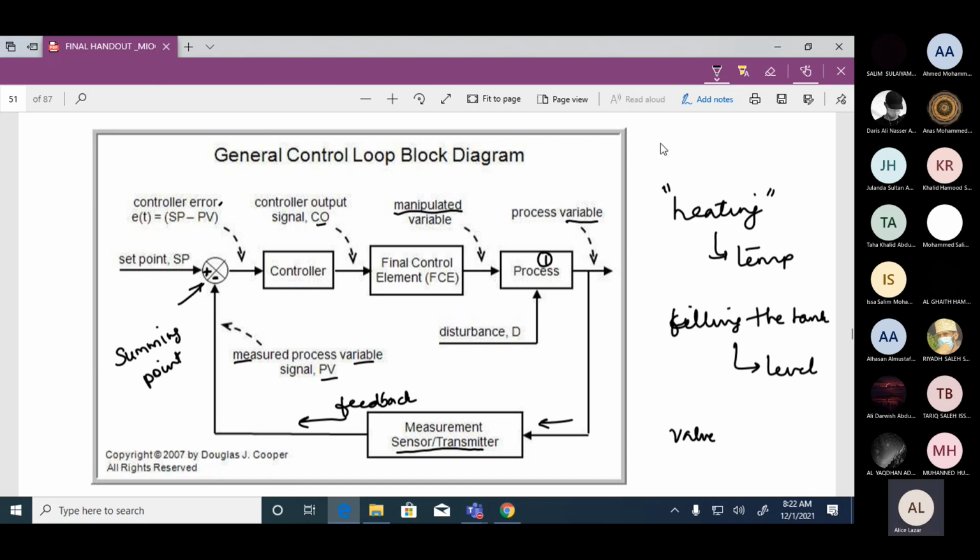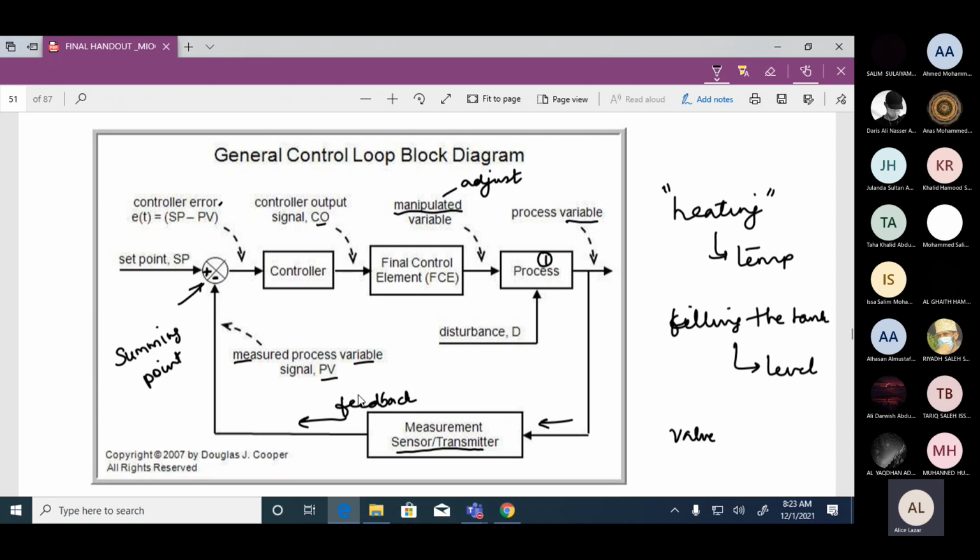Can anybody tell me the meaning of the word manipulate? Manipulate means adjust or change. So here the output of the final control element is called a manipulated variable, which is then given as input to the process. You know that the heater will switch on, so more heat will be given. The valve will open, so more petrol will flow. So like that, the manipulated variable is the output of the final control element.